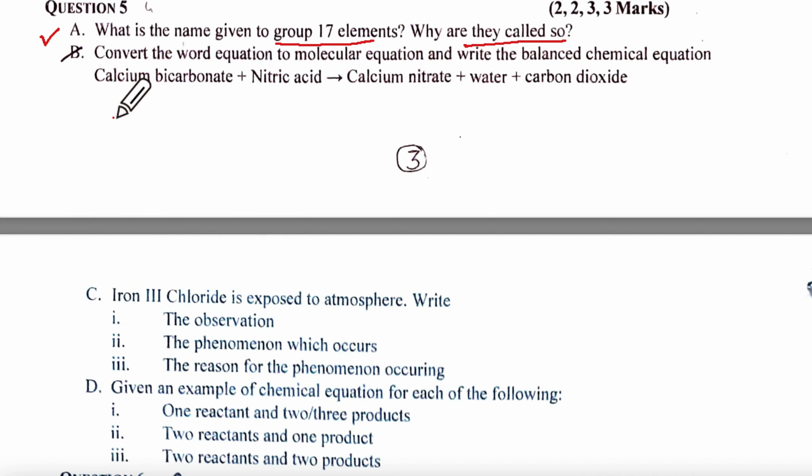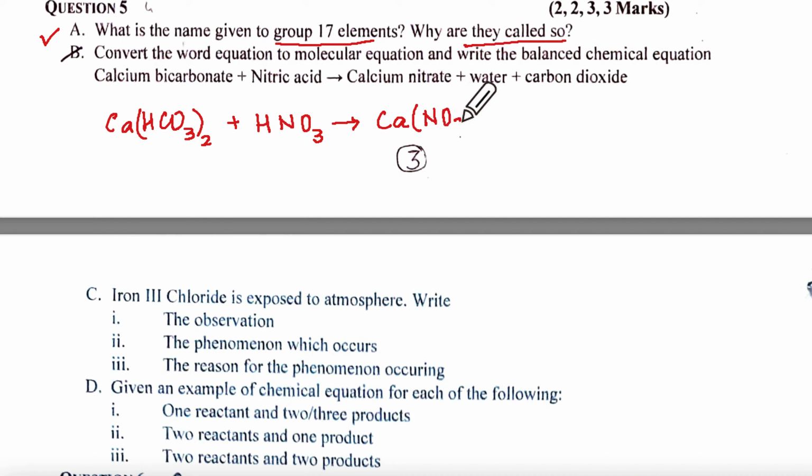Convert word equation to molecular equation. Calcium bicarbonate, Ca(HCO3)2, plus nitric acid, HNO3, gives calcium nitrate, Ca(NO3)2, plus water, H2O, plus CO2.